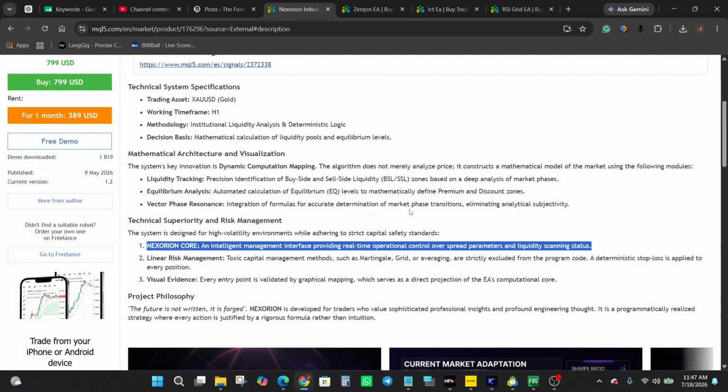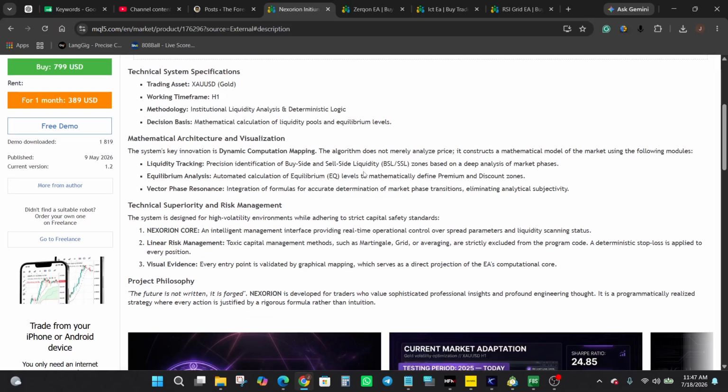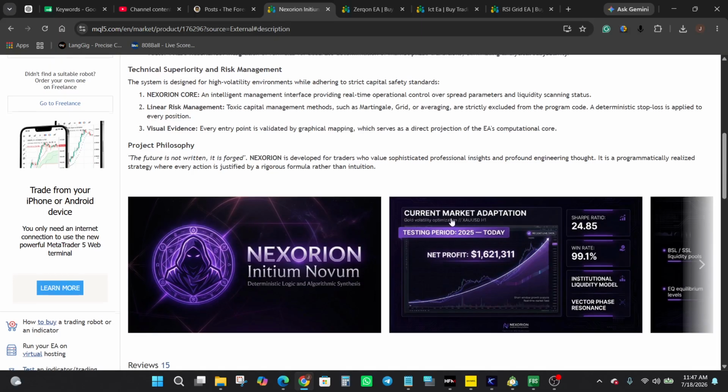On the risk side, the developer states that martingale, grid, and averaging are excluded from the code, and that every position carries a deterministic stop loss. Now let us move into the back test that I ran myself.